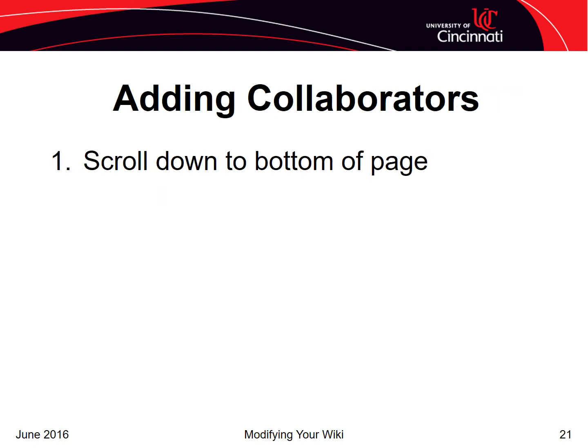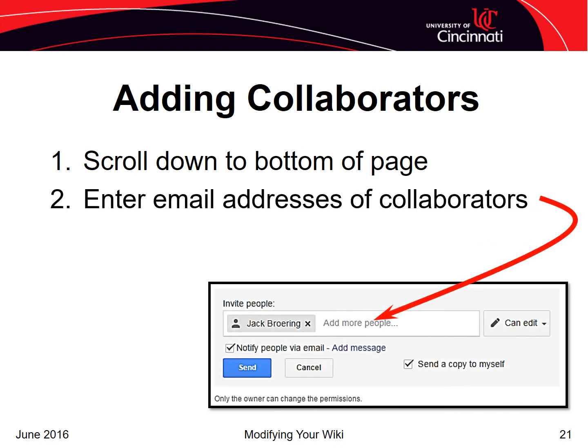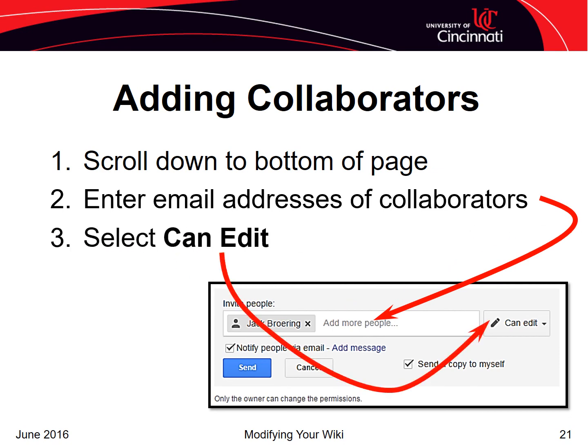Even if you have granted public on the web access, you will still want to notify specific collaborators that your wiki exists. To do this, scroll down to the bottom of the page and enter the collaborators' email addresses in the box labeled Invite People. Consider whether they should have can edit or can view access. In this case, we are providing them can edit access.